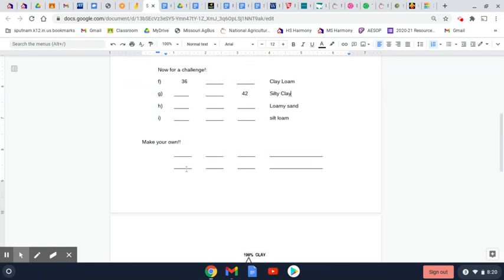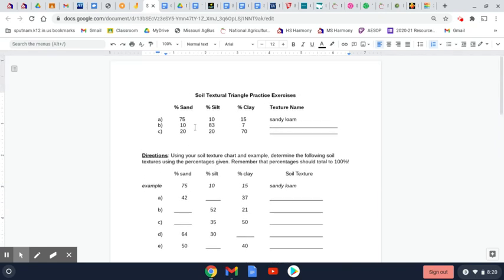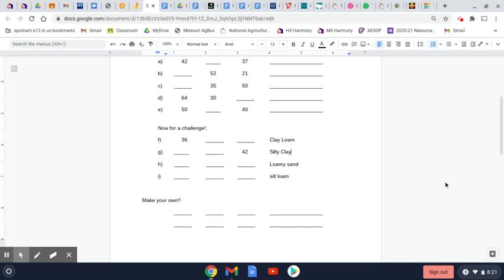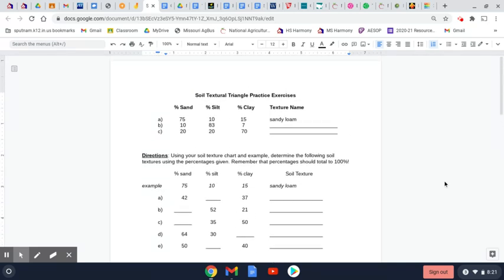And then at the bottom, you are going to make your own. Just like here at the top, come up with some percentages and then tell me what soil type that would be. And that will be your assignment for today.